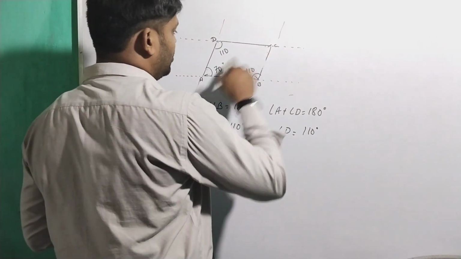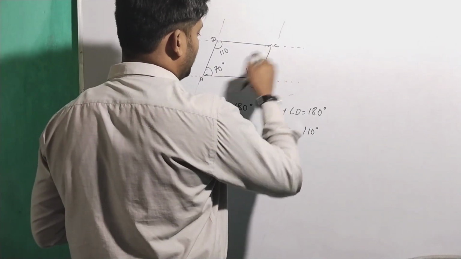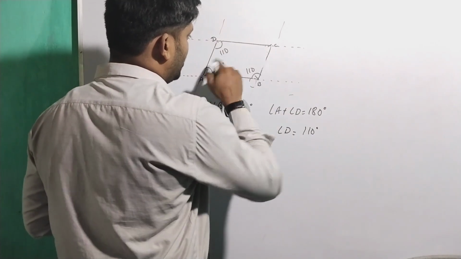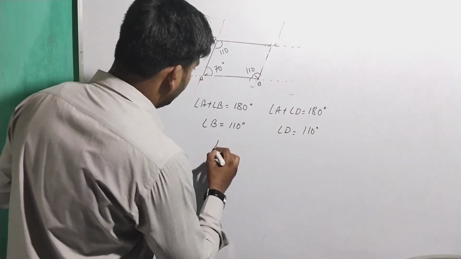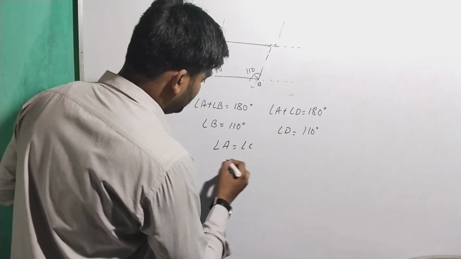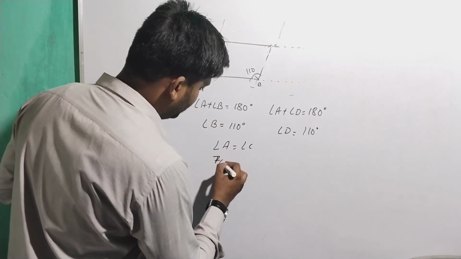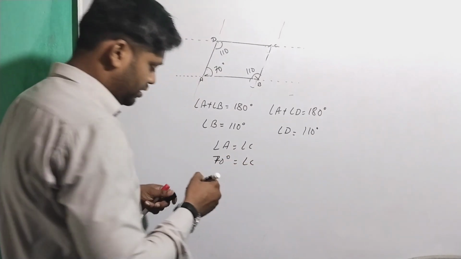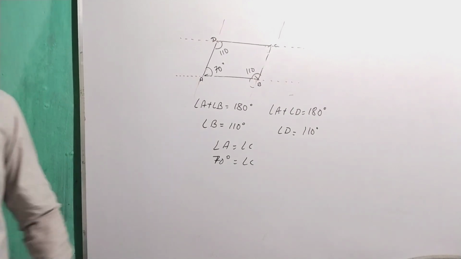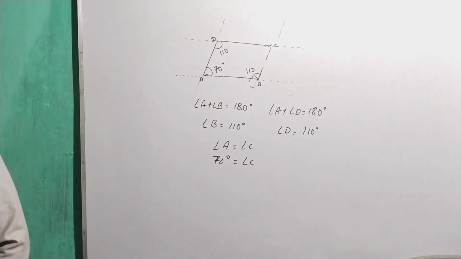Sir, what about this one? Opposite angles of a parallelogram are equal. Opposite angles of a parallelogram are equal. So angle A is equal to angle C. So angle A is how much? 70 degrees. So angle C is also 70 degrees. Done. So write the properties and use them down. Okay, so this is also done.